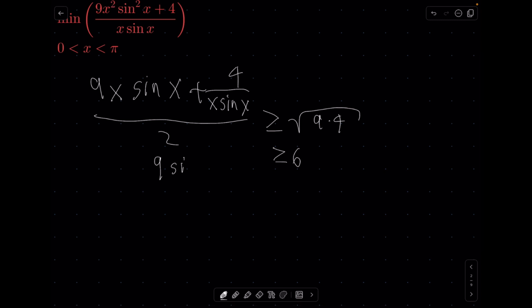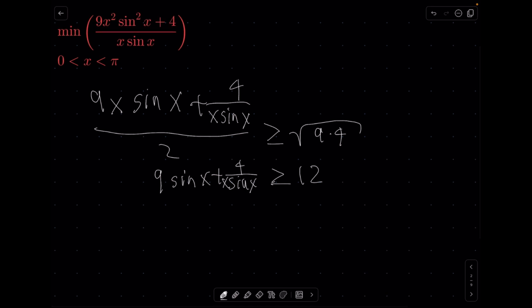So 9x sine x plus 4 over x sine x, over 2, we multiply 2 to both sides, and this is greater than or equal to 12. And since they asked for the minimum, it's going to be 12, because the inequality that we're given says it's always going to be 12 or more. So the least it could be is 12. And AM-GM is also very useful for optimization problems like this.